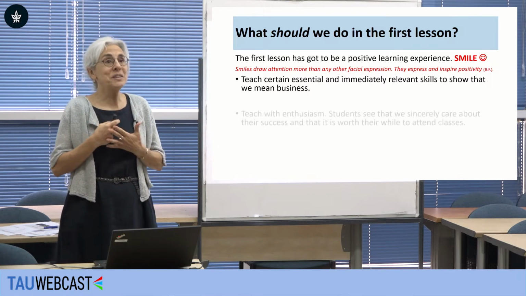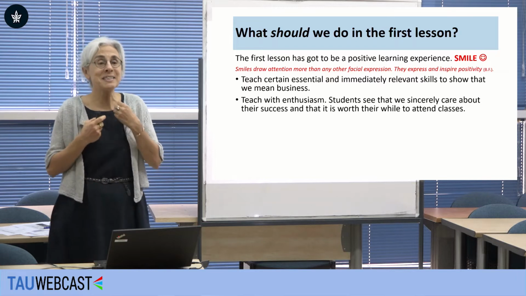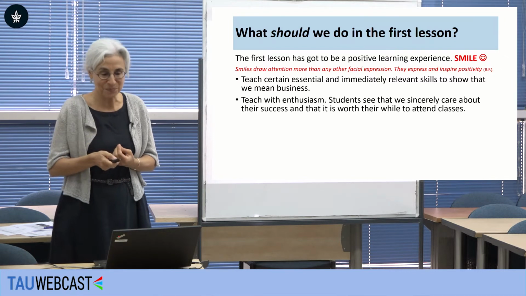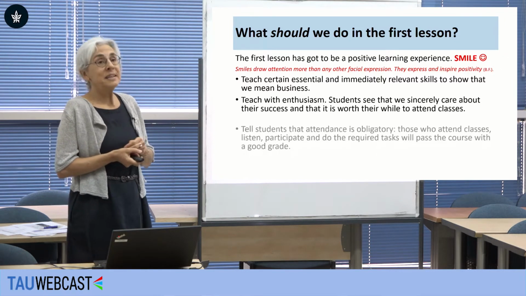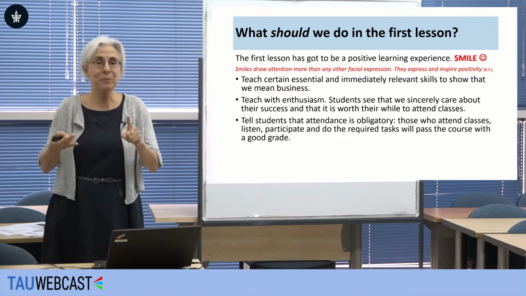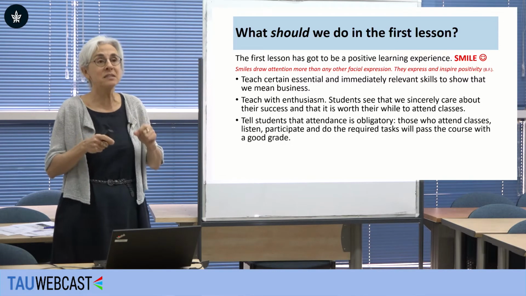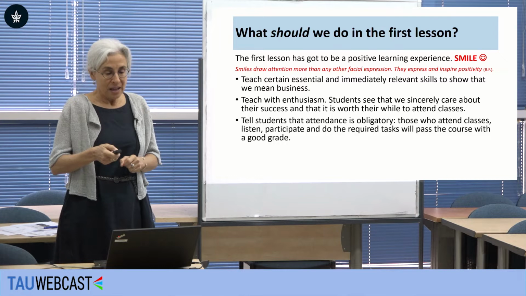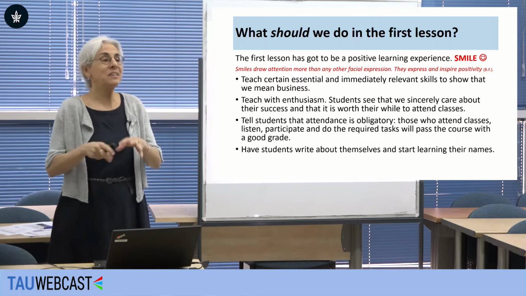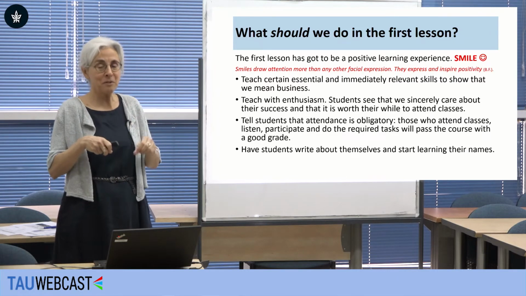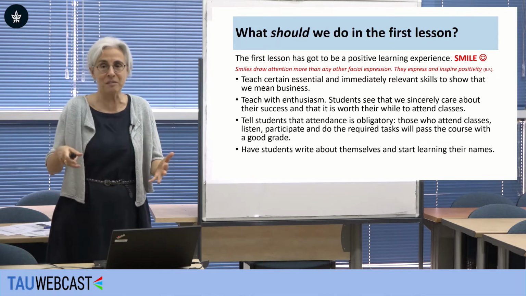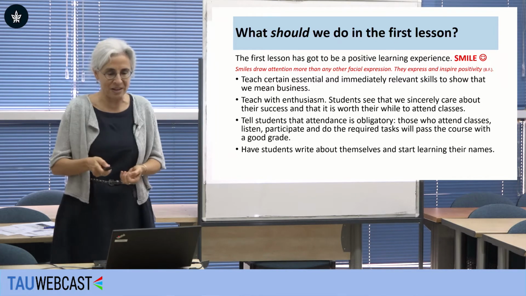Of course, we should teach with enthusiasm. Students see that we sincerely care about their success and that it's worth their while to attend classes. I tell my students that attendance is obligatory. I tell them that if you attend classes, listen, participate, and do the required tasks, you will pass this course with a very good grade. And I have my students write about themselves in the first lesson, and I start learning their names. I really make an effort to learn all the students' names by the third lesson of the semester. So even if I have 30 students, I really try to learn their names.